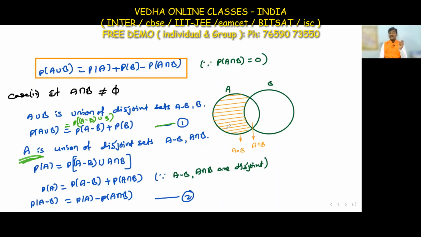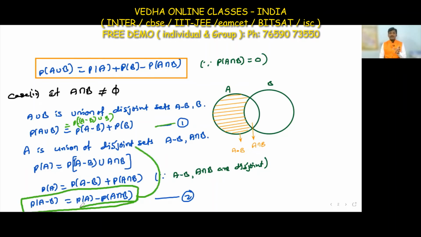And if we take the set A, A is also a union of two disjoint sets, that is A minus B and A intersection B. The shaded part is A minus B, and this is A intersection B. If we take the union of these two, we get A. That means A is equal to A minus B union A intersection B. Since these two are disjoint again, we get probability of A minus B plus probability of A intersection B. If I want the probability of A minus B, take this probability of A intersection B to the left side: probability of A minus B is equal to probability of A minus probability of A intersection B.